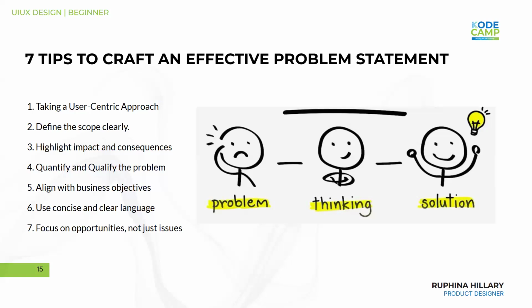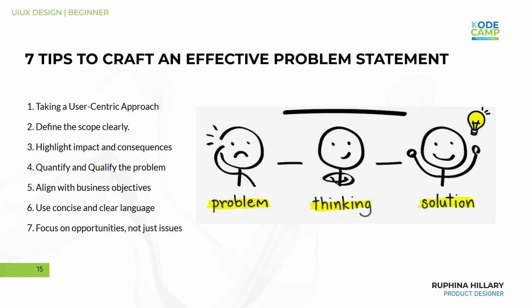Then seven, focus on opportunities and not just issues. This is a summary of everything I've been saying. Focus on opportunities and not just issues. Because now we have identified the problem. Yes, we have identified different problems, and by identifying the problem, we have seen a need for a solution to that problem.